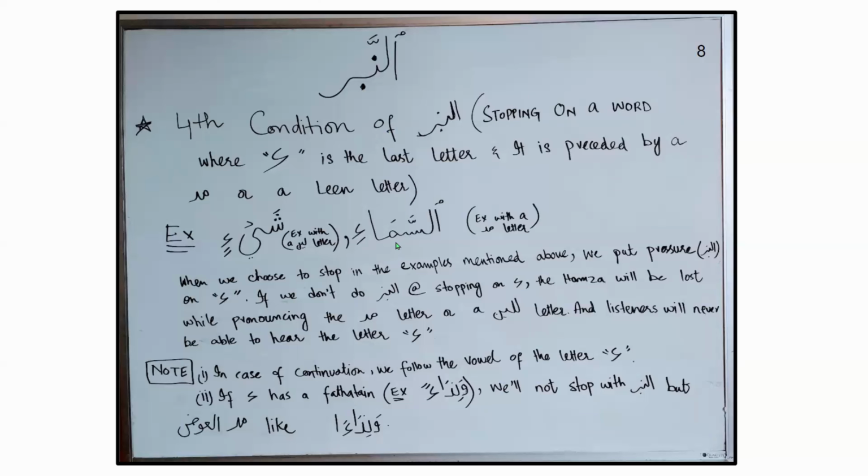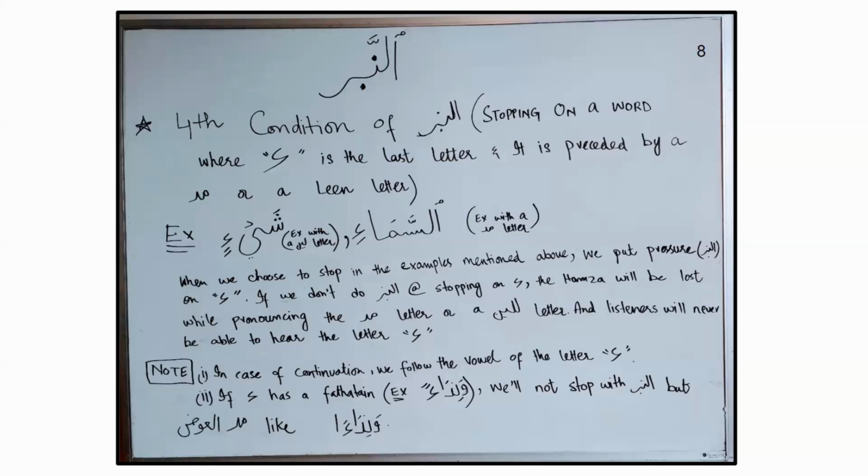If you see in the next example, if I'm choosing to stop at letter hamza with the sukoon by doing nabar, I will recite it like this. As-sama. And now you can hear letter hamza clearly upon stopping. But if I do not do nabar, this will take away letter hamza from the recitation, and the listener will not be able to hear the letter hamza when I'm choosing to stop. And the sound will be like this.